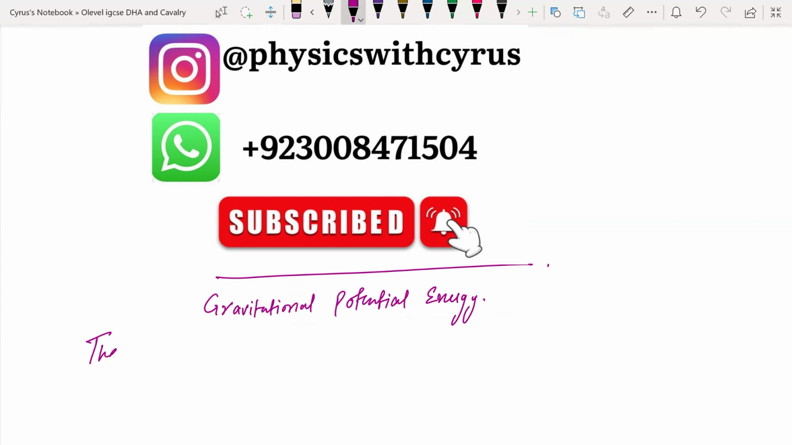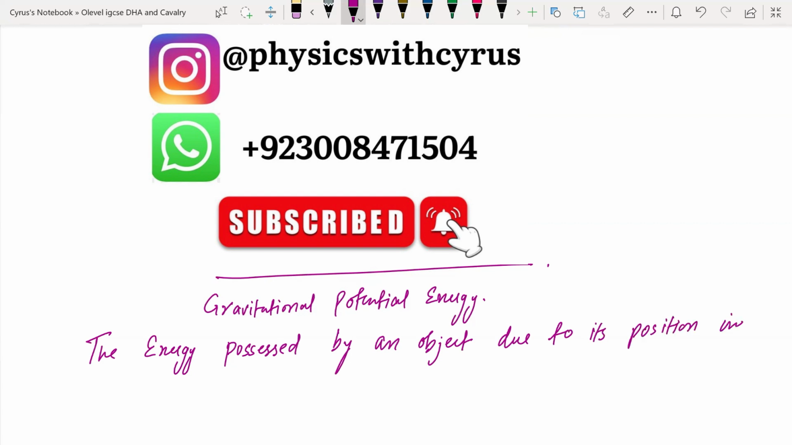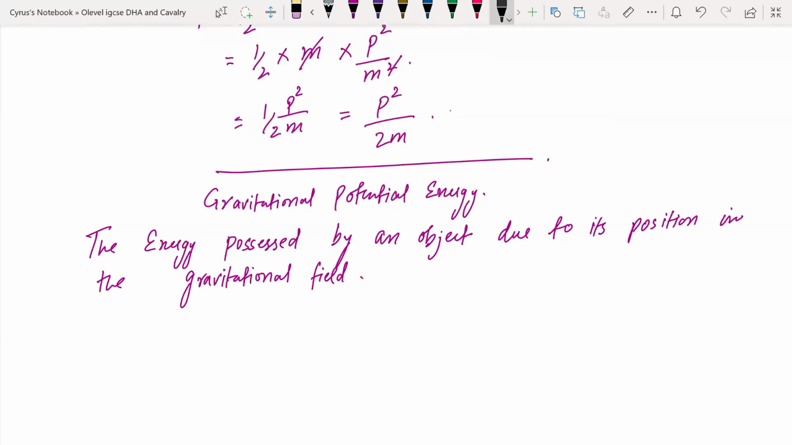So the energy possessed, yes, by an object due to its position in the gravitational field is known as the gravitational potential energy, right? If you have an object here and we raise this object to a certain height, so its center of gravity is raised, let's say this height is delta H.